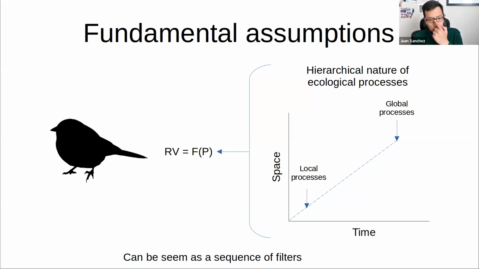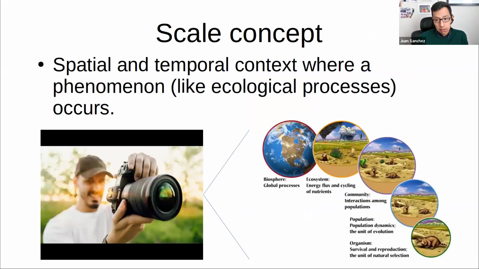Based on these kinds of differences between processes, we have to make a choice. We have to decide what process we are dealing with and how we can delimit that process in a way that we can focus our attention on only one process. That's where the scale concept comes into play. The scale concept refers to the spatial and temporal context where a phenomenon, like an ecological process, occurs. For us as researchers, and could be also land managers, when we see the environment, we use the concept of scale as a camera.